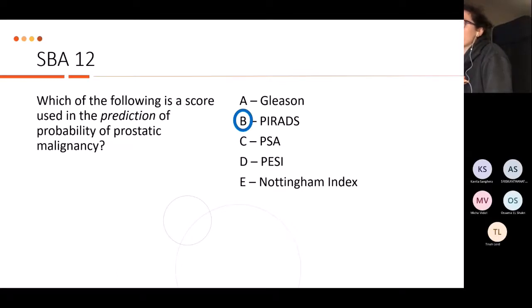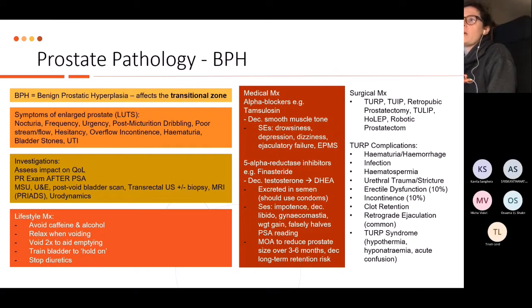And basically this is looking at MRI. So I'll discuss it next when I talk about carcinomas. Essentially, it's now part of the process in deciding the risk of someone having prostate cancer and going on for biopsy and further investigation. So BPH affects the transitional zone of the prostate.